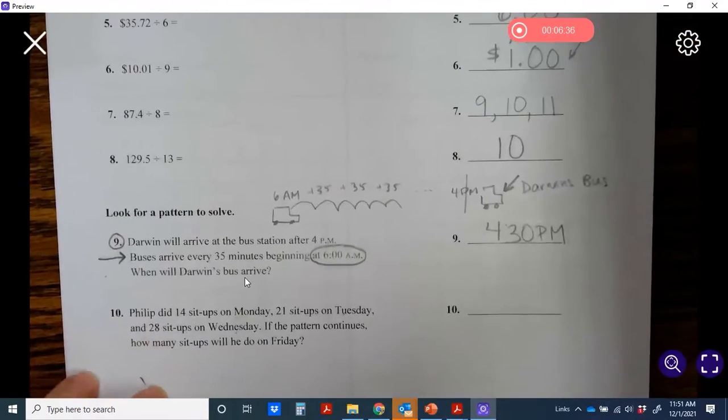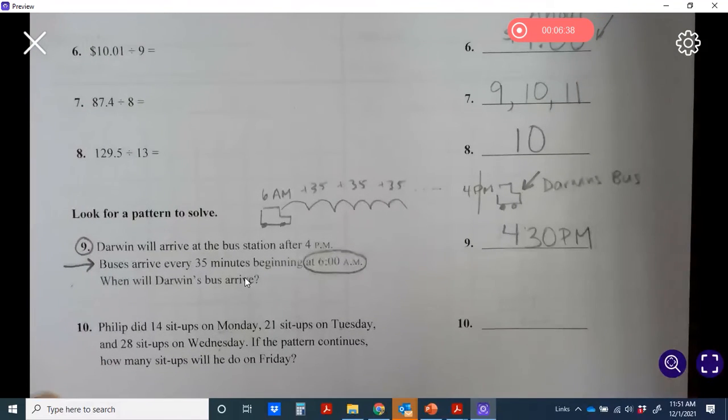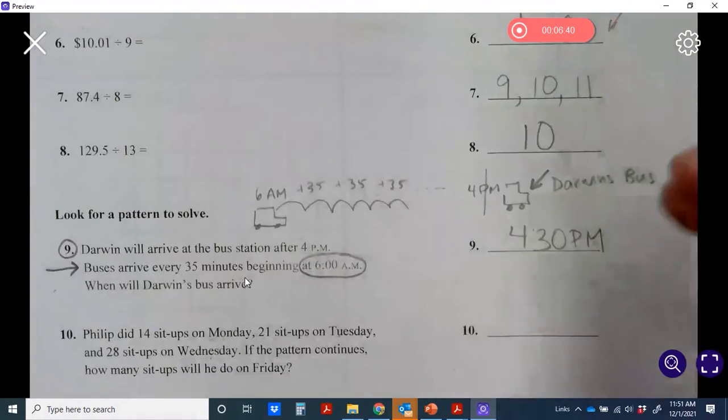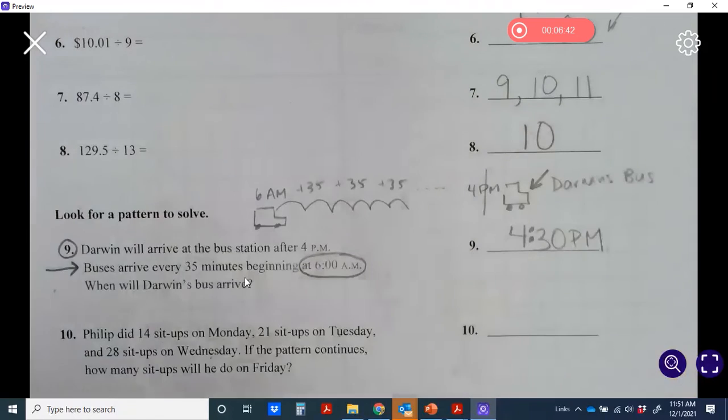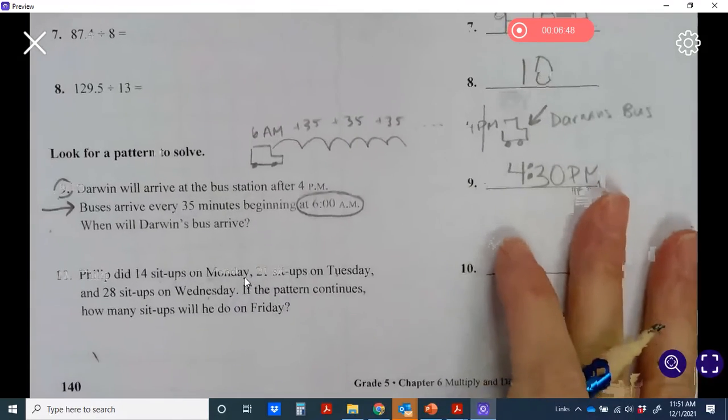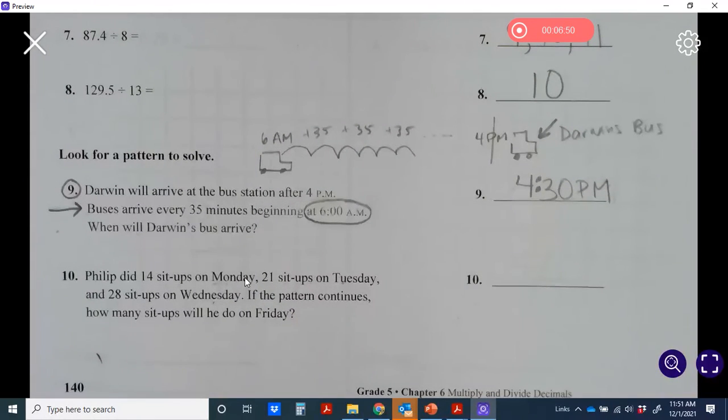I know that that is kind of a complicated question. That's the most difficult question there, okay? But sometimes you need a little challenge in your life. All right, now, question number 10, which is an easier question. Thank goodness they're leaving us off with an easy question. Philip did 14 sit-ups on Monday, 21 sit-ups on Tuesday, and 28 sit-ups on Wednesday. If the pattern continues, how many sit-ups will he do on Friday?